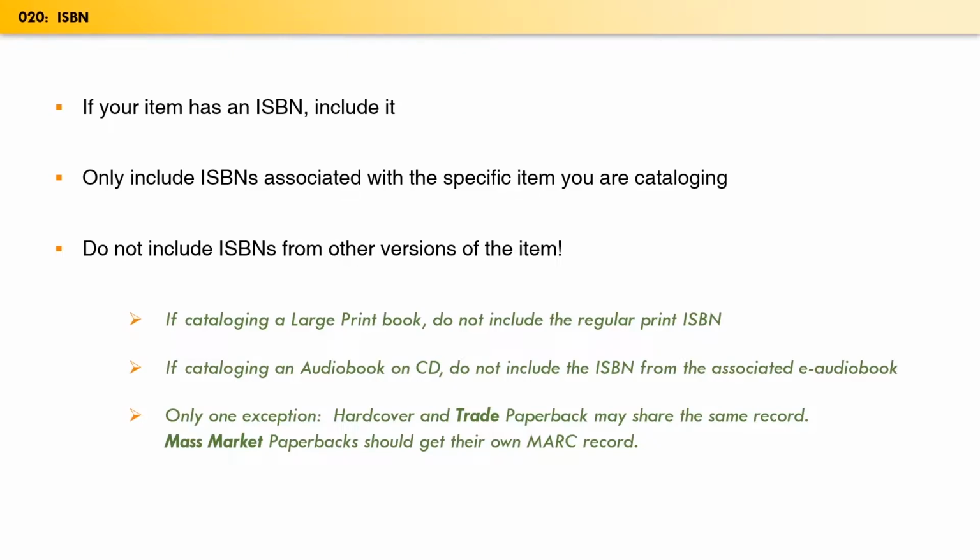So when you're cataloging something, when it comes to 020, only include the ISBN from the particular version of the item that you're cataloging. If you're cataloging a large print book, don't include the regular print ISBN. If you're cataloging a regular print book, don't include the ebook ISBN. If you're cataloging an audiobook on CD, don't include the ISBN from the associated e-audiobook.